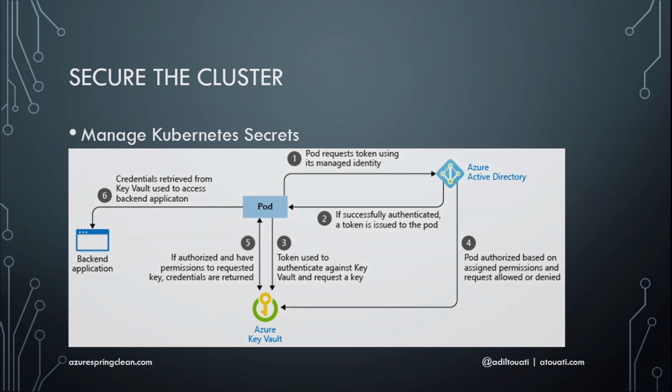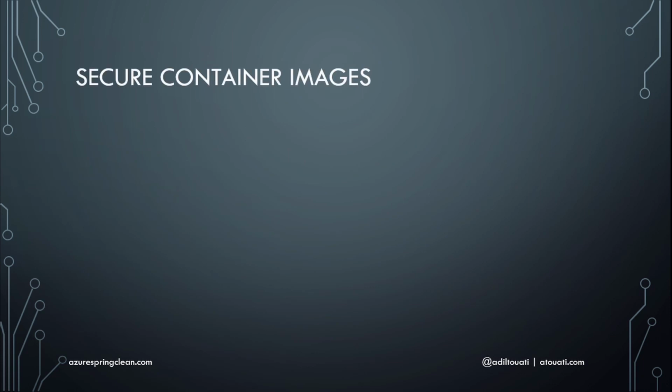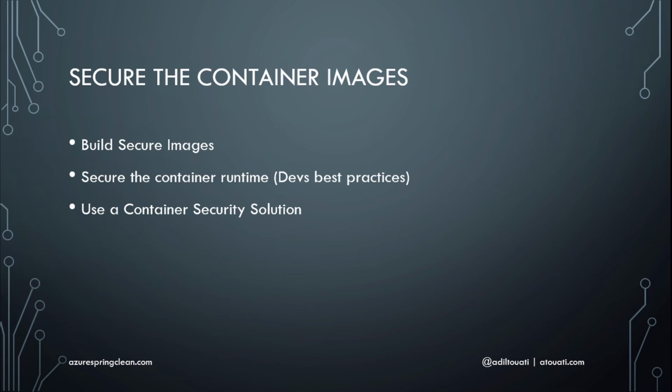After discussing the measures and options which help you make your clusters more secure, let's see how to secure the container images that will be used on these clusters. The different options you can use to secure your containers are to build secure images, secure the container runtime, and use a container security solution. The first two options are more focused towards the dev teams responsible for building containerized applications. And the last one is an enterprise-wide solution for managing the lifecycle of those applications and ensuring that they are secure and compliant with a set of policies.